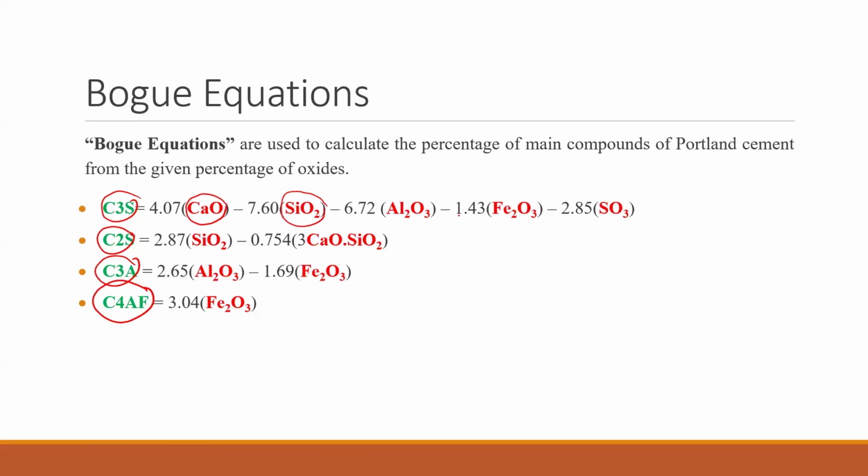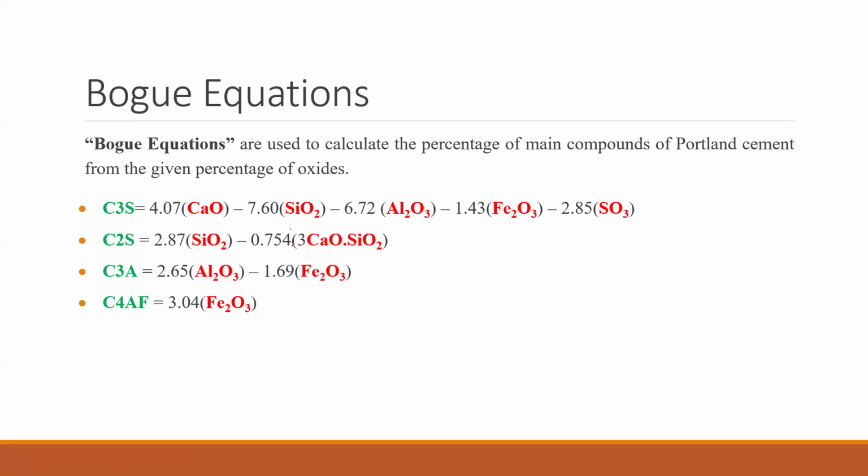We call them Bogue equations. You don't need to remember these equations, but you should be able to calculate the amount of C3S, C2S, C3A, and C4AF in a cement using them. You have one question in the tutorial. You can try this. It's not hard. If you know all these oxides, you can just put in the numbers and do the question.